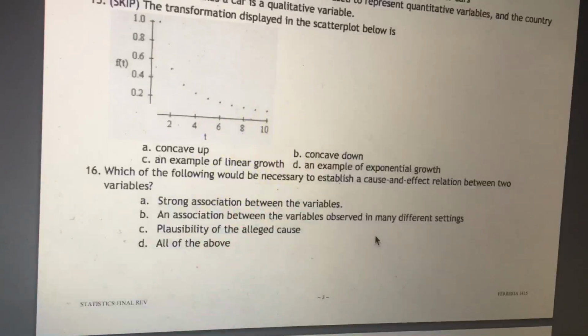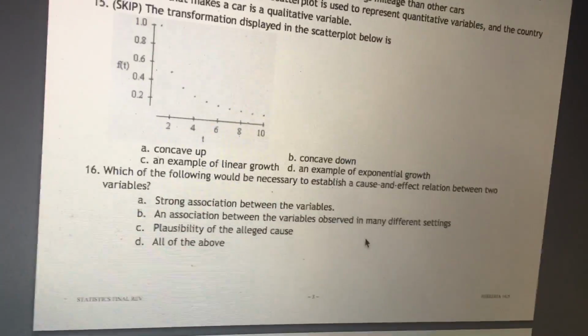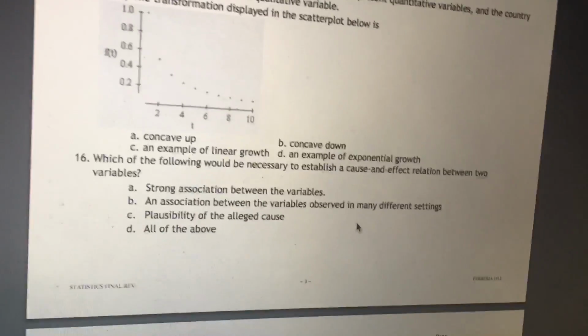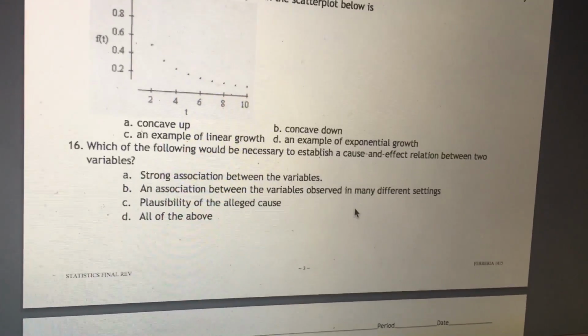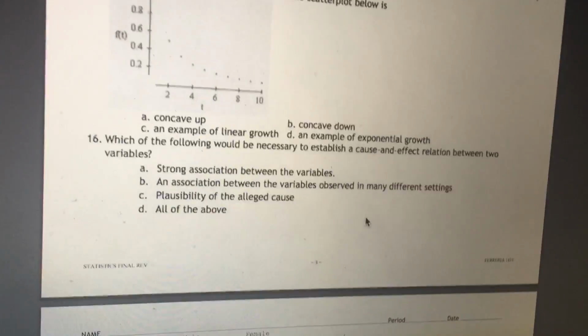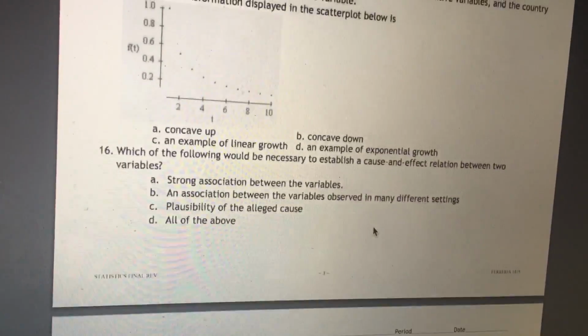So yeah, I think the answer is D here. All of the above. Every one of these choices makes sense for a cause and effect relationship between the two variables. So that's it. That's 13 through 16. 15 we skipped because I think it's a calculus problem. And yeah, that's it.